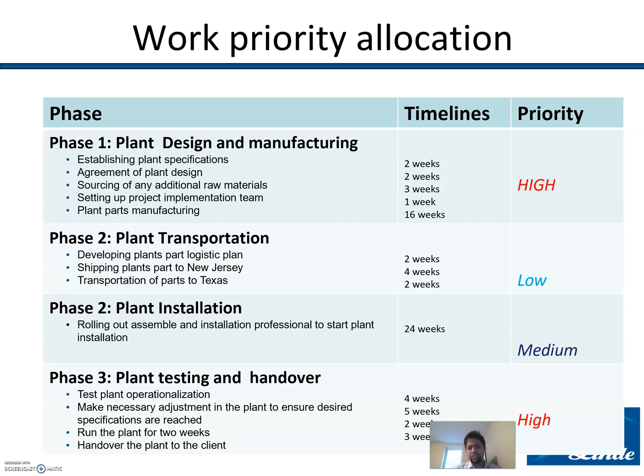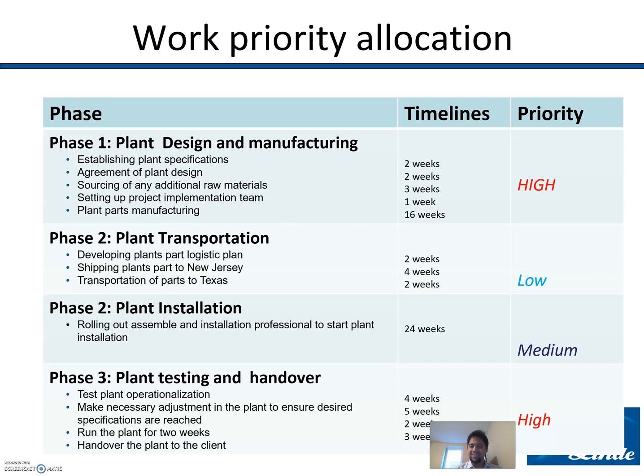And for the plant transportation, that is a low one, just because we're just going to ship the plant parts to New Jersey and transport parts to Texas. Rolling out of assemblies and installation professionals to start plant installation, that's going to be our phase 2 plant installation. That's going to be the medium priority.